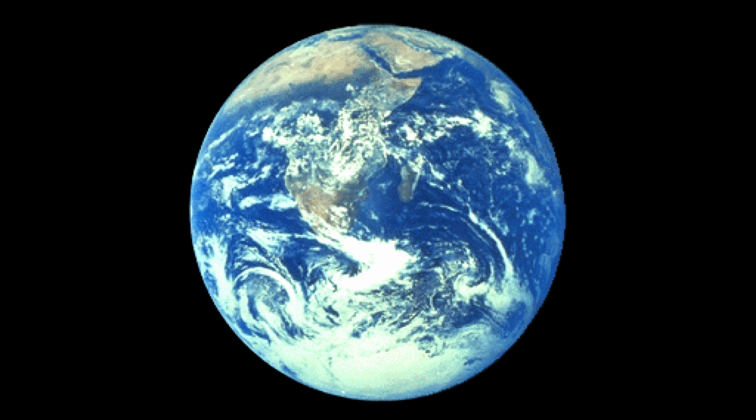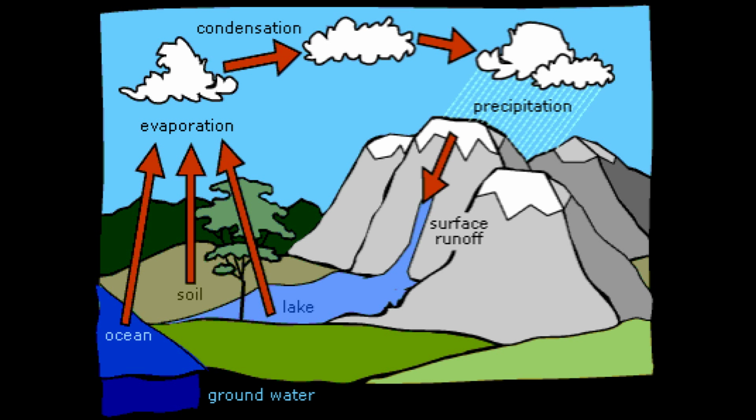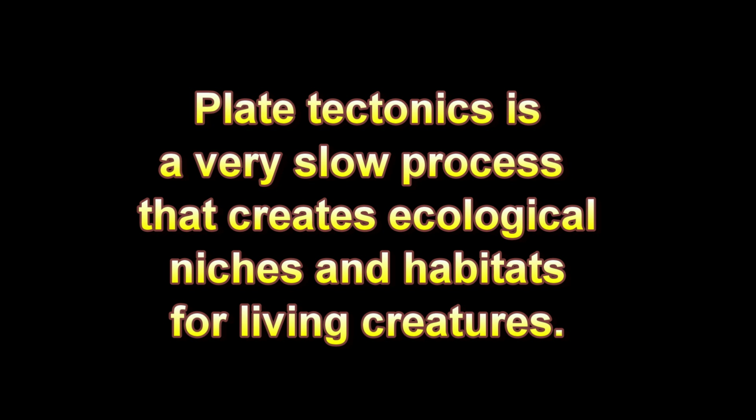After all, we live on Earth, and the surface of the Earth is covered with mostly water, about 75% water. And the water cycle is important because all living creatures need water, and how water interacts with the Earth gives us our ecosystems, and various creatures thrive in different ecosystems. Plate tectonics is a very slow process that over time creates ecological niches and habitats for living creatures.